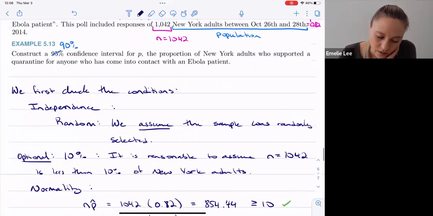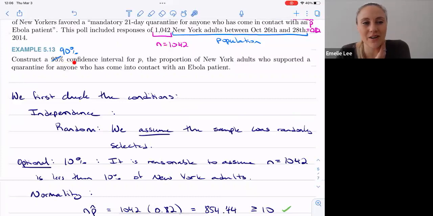So we want to construct a 90% confidence interval for p, right? We're trying to capture that population proportion. And the p here is the proportion of New York adults who supported a quarantine for anyone who's come into contact with an Ebola patient. It gives us the parameter that we're interested in. So we're going to save this, and then we're going to pull that out in our interpretation, right? But we don't need it for now.